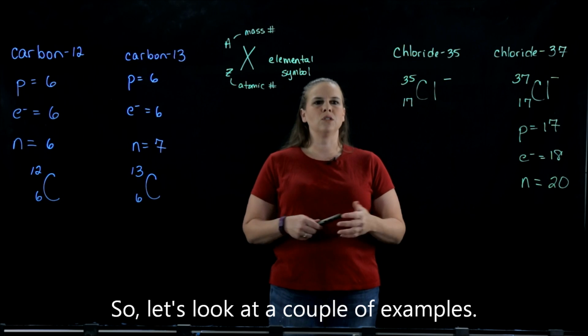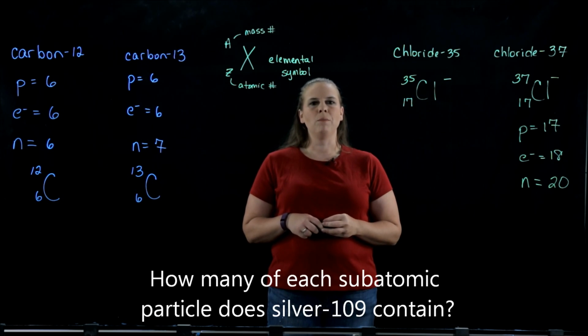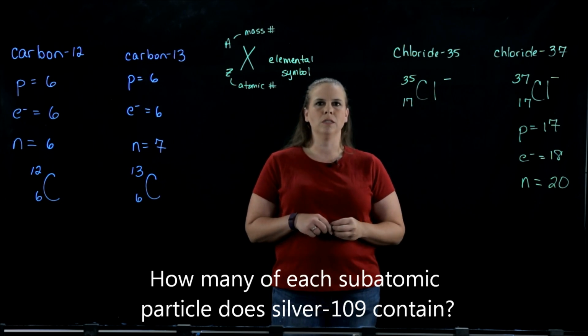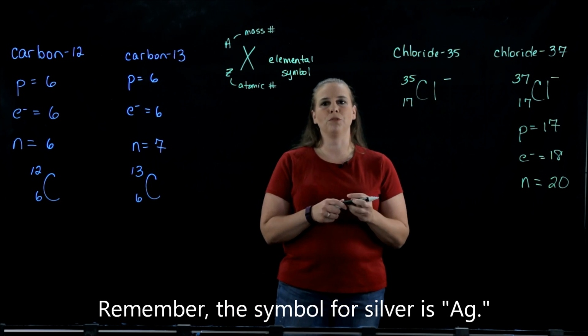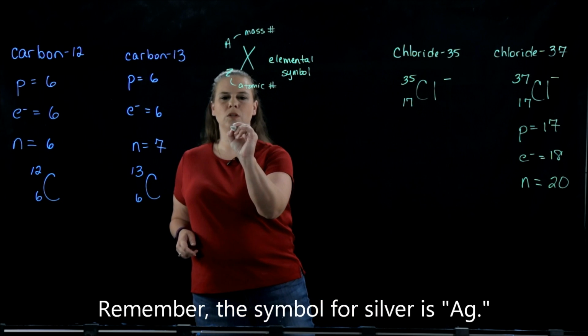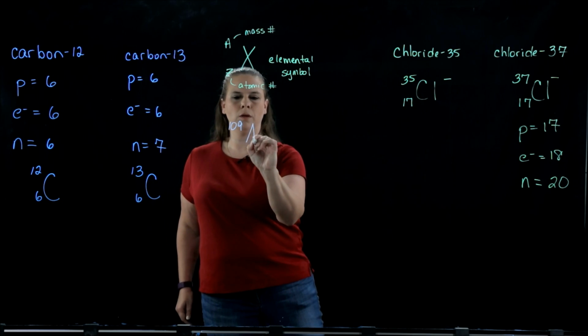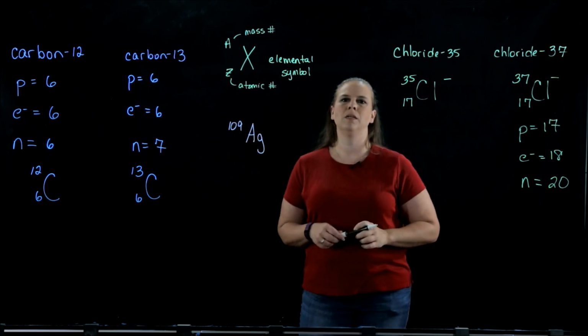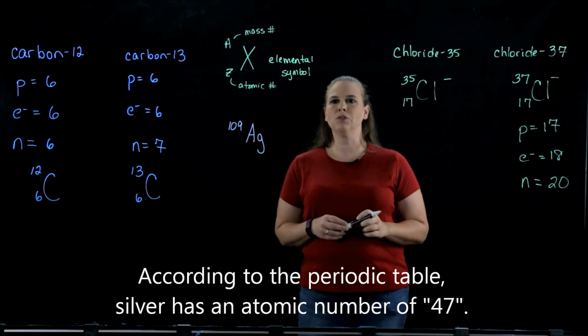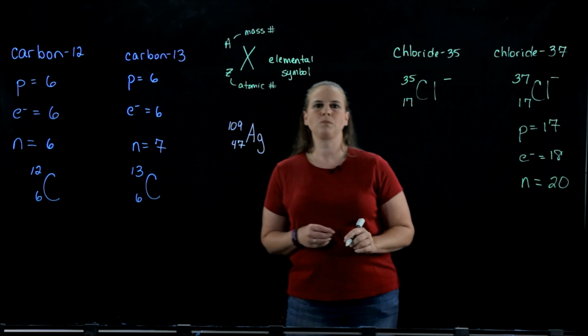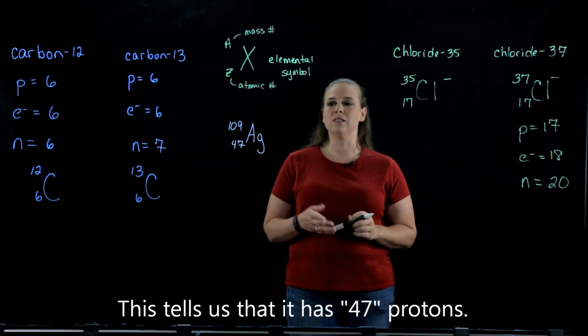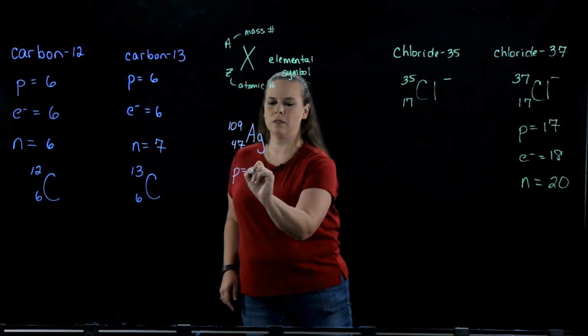So, let's look at a couple of examples. How many of each subatomic particle does silver-109 contain? Remember, the symbol for silver is Ag. According to the periodic table, silver has an atomic number of 47. This tells us that it has 47 protons.